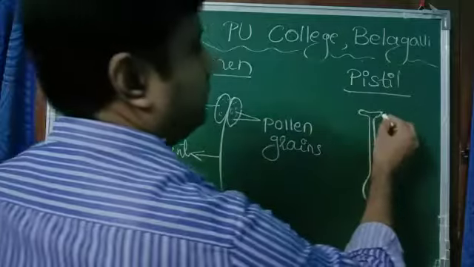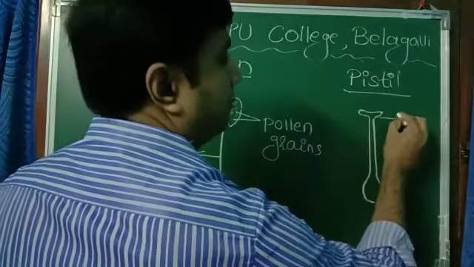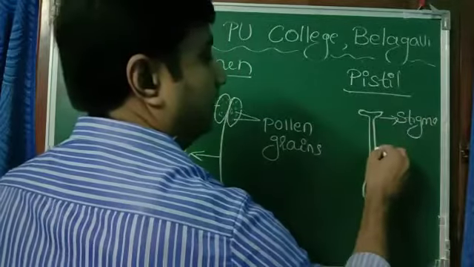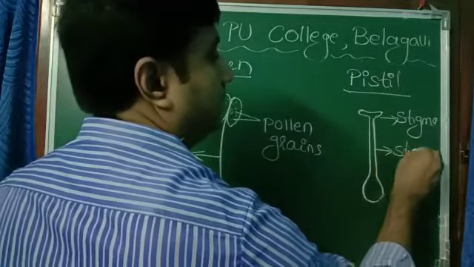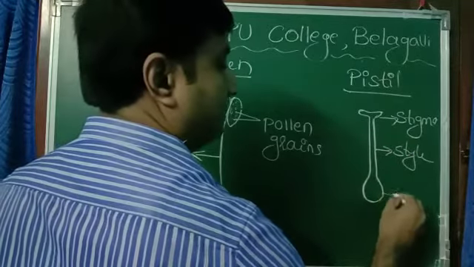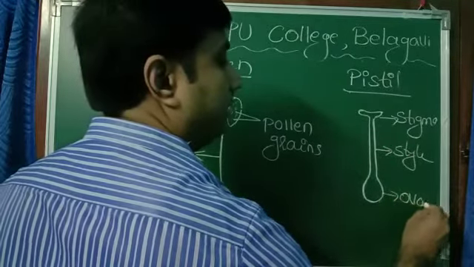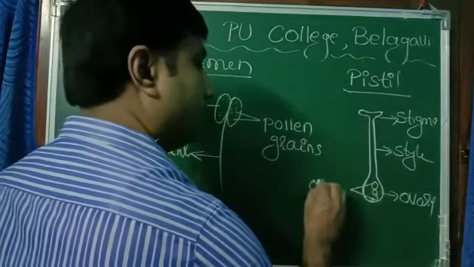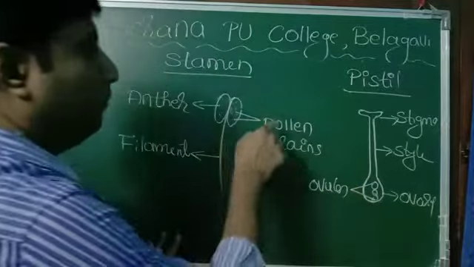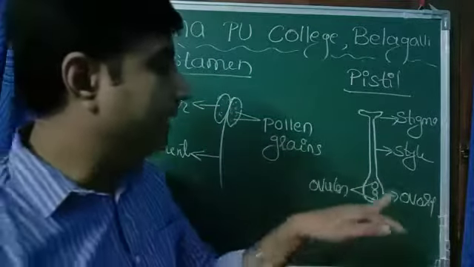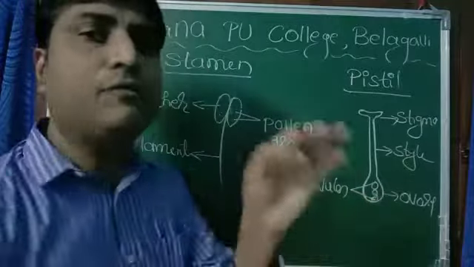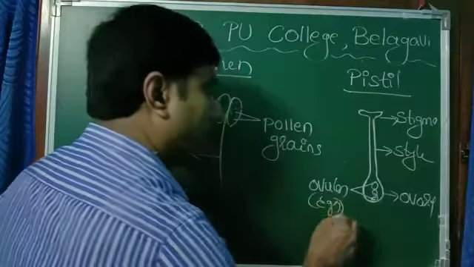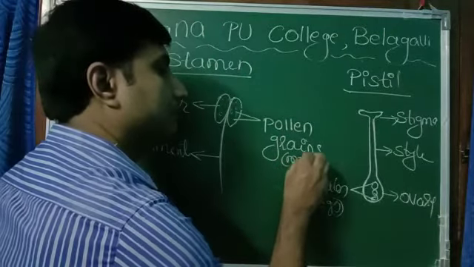This part is called the stigma. This part is called the style. This part is called the ovary. Inside the ovary, ovules are present. Just as the pollen grain contains male gametes, each ovule contains a female gamete, the egg. So I'll write egg here, and male gamete here.